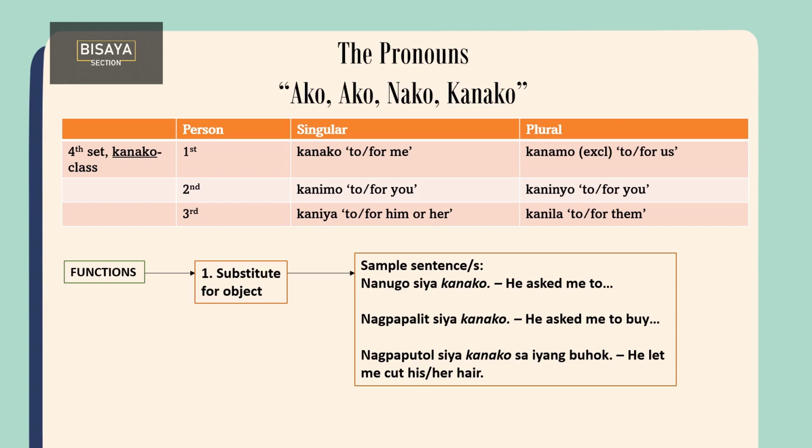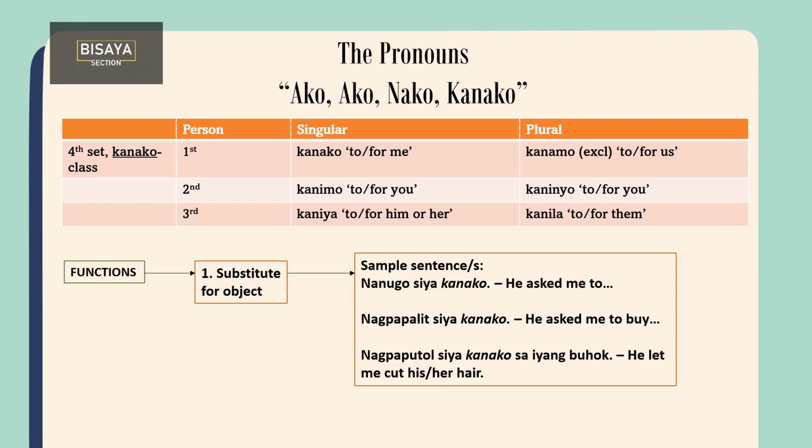And here is another one of the personal pronouns. The fourth set is pronounced as kanako. The first function of kanako is as a substitute for the object. For example, the sentence, nanugo siya kanako. He asked me to.